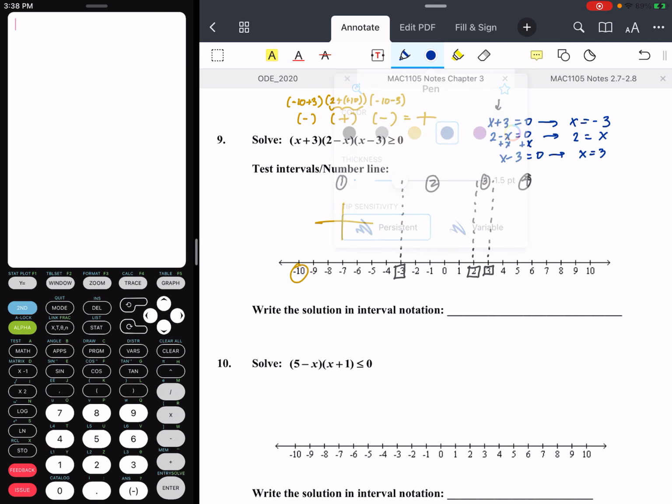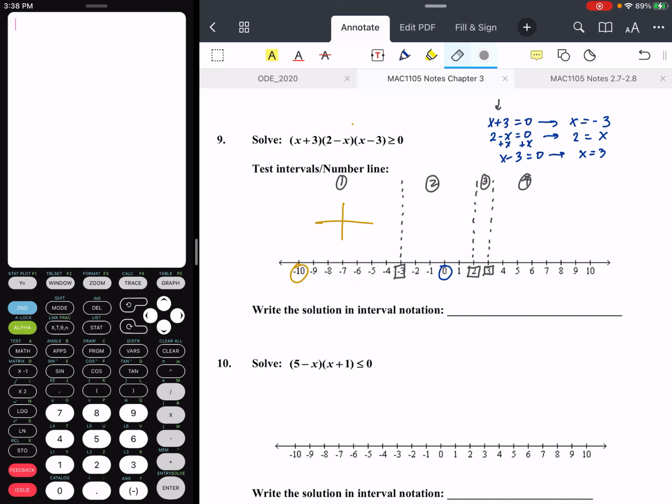All right, for my second test value, I like to pick 0 when I can. So I see that 0 is in this second interval. So I'll go ahead and use 0 as my test value. I'm going to just erase this and start over. All right, so now plugging in 0 into my factors, 0 plus 3 times 2 minus 0 times 0 minus 3 will give me a positive times a positive times a negative. 2 positives times a negative gives me an overall negative result.